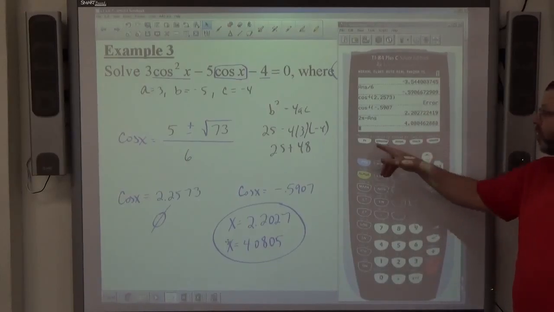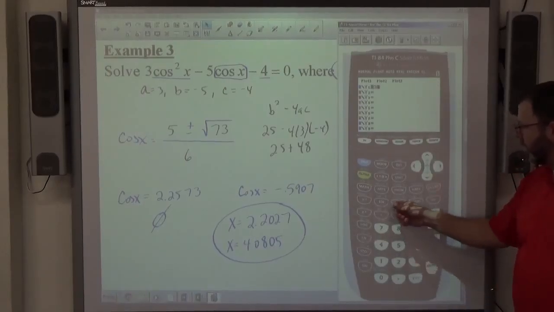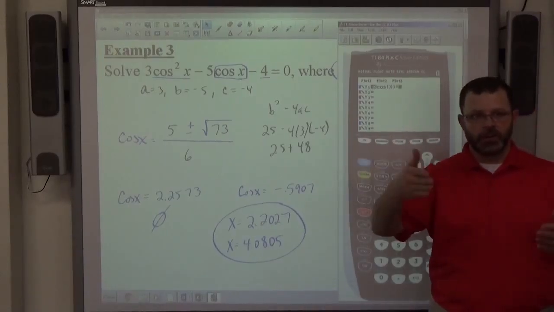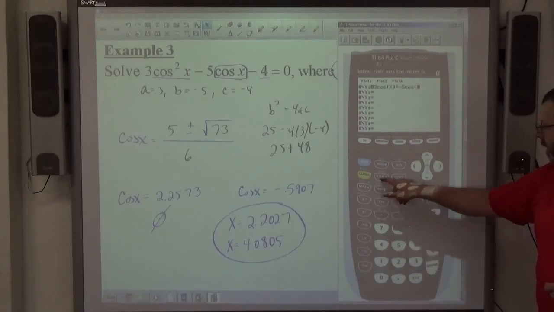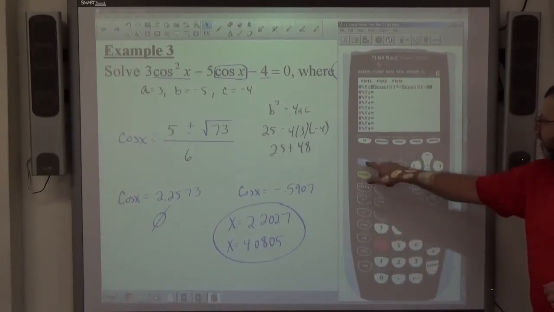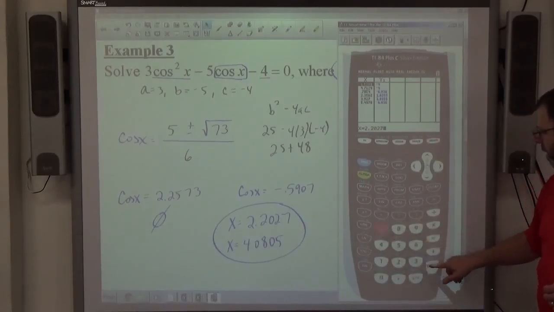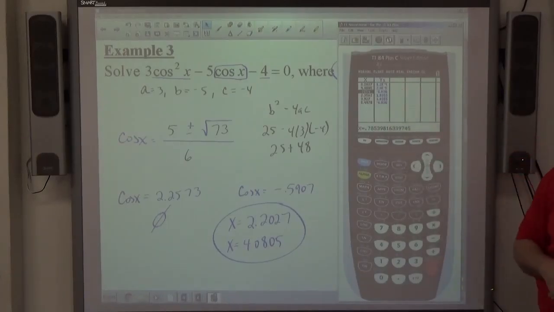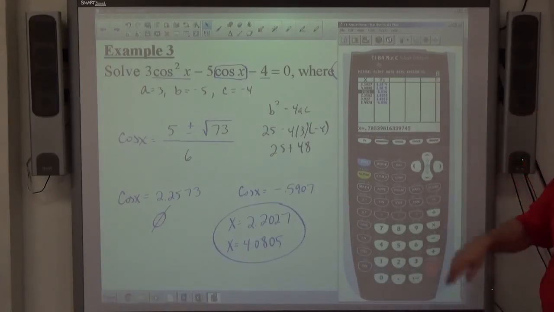And again, I can always check. I want to check, so I type in the equation as it's written: 3 cosine of x in parentheses squared. Again, that's how you type in a trig function squared. Trig function of x in parentheses squared is trig function squared. Minus 5 cosine of x in parentheses, minus 4. If I go to my table and type in 2.2027 and 4.0805, both answers should be really, really close to 0. 0.0001, 0.0002. We rounded, and we got pretty close, so that means they're probably right.